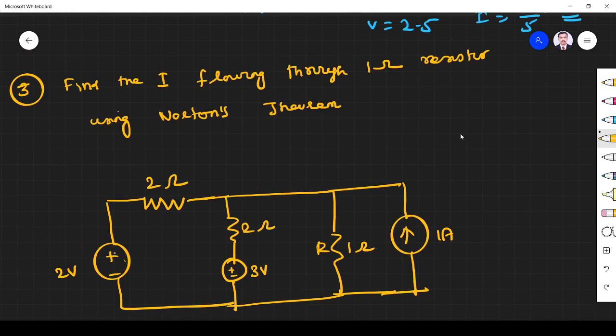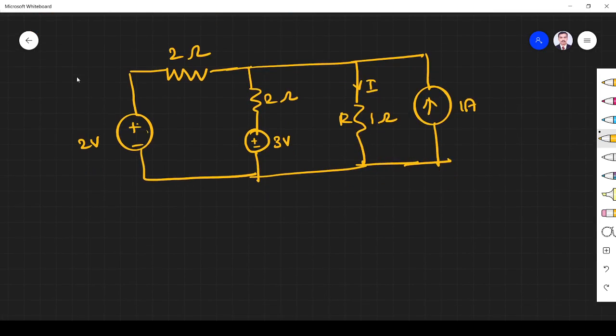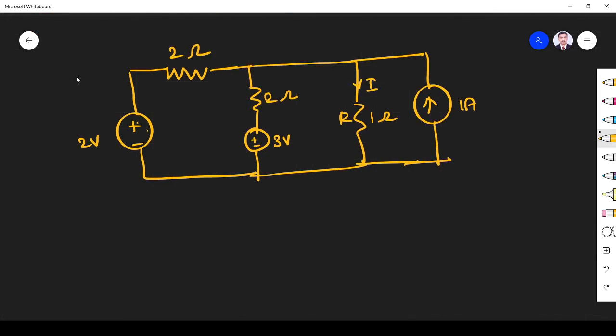Okay, next we find the current flowing through the 1 ohm resistor. So this is a 1 ohm resistor. Here we have to find the current flowing through the resistor using the Norton circuit. How are we going to find it? Let us see. As usual, we first find R Norton. R Norton is obtained by removing the independent source and finding the equivalent resistance.